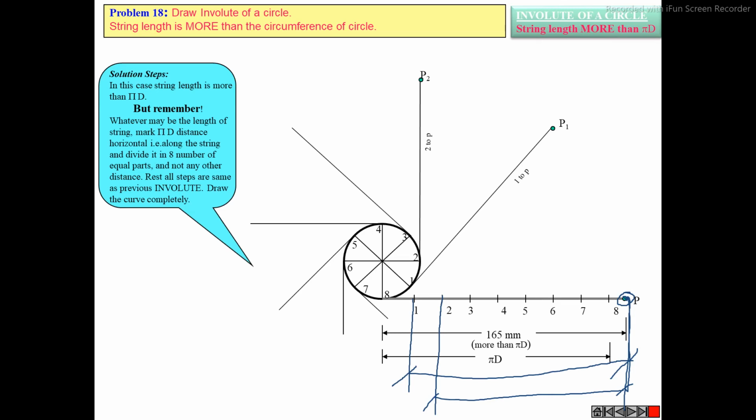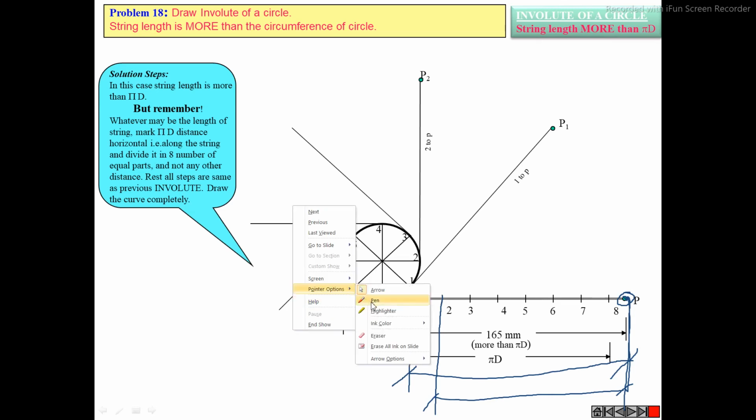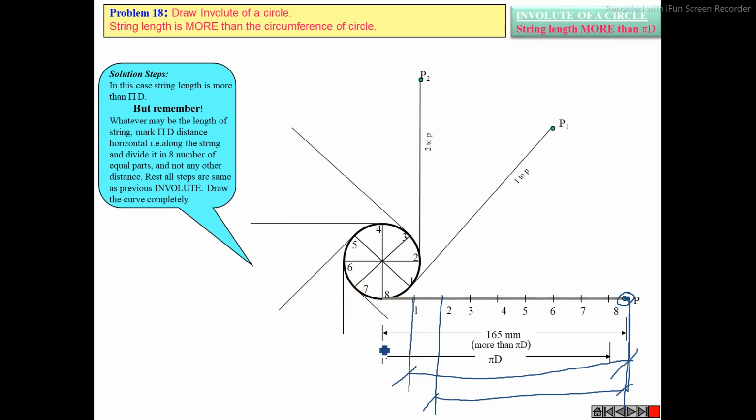Similarly, the next locus point I will get on the tangent line passing through point 3. So for that I need to take a distance in my compass. That distance will be 3 to P. This much distance I will take in my compass. Yes or no? And this length I will place at point 3, and on this tangent line I will cut an arc of length 3 to P. I will get the next locus point of my involute, P3. Correct?